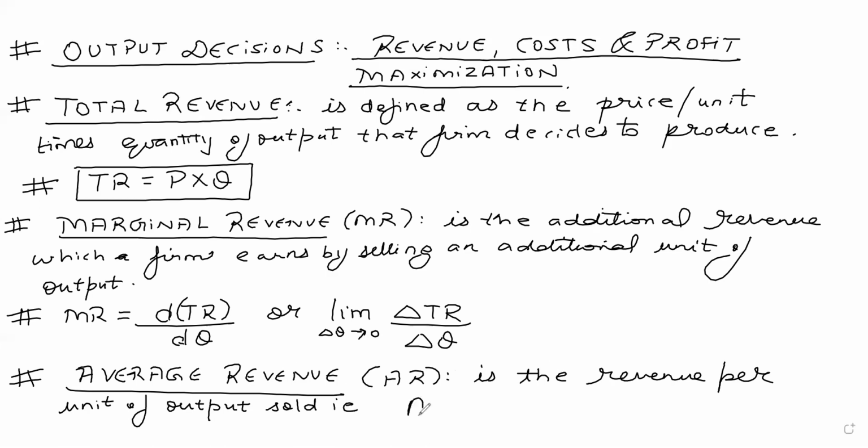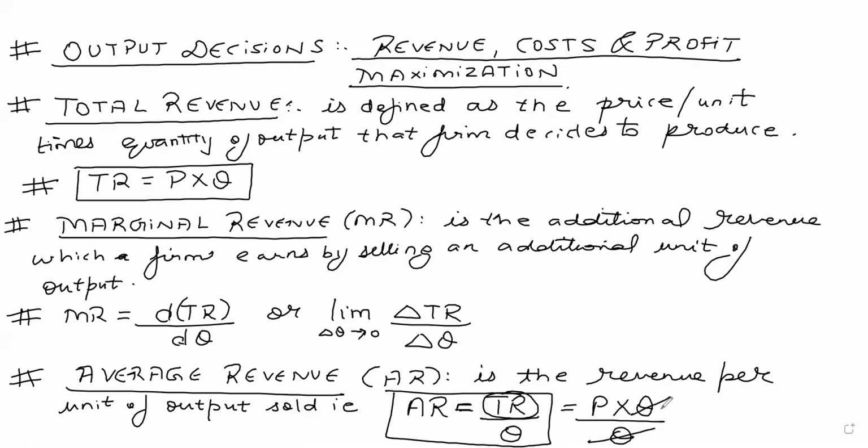That is, I can write mathematically, average revenue is total revenue divided by quantity. Okay. And what is my total revenue? It's nothing but price into quantity divided by quantity. Quantity and quantity cancel out. So what is my average revenue? Average revenue is equal to the price of the commodity. So AR by default is nothing but the price faced by any competitive firm.